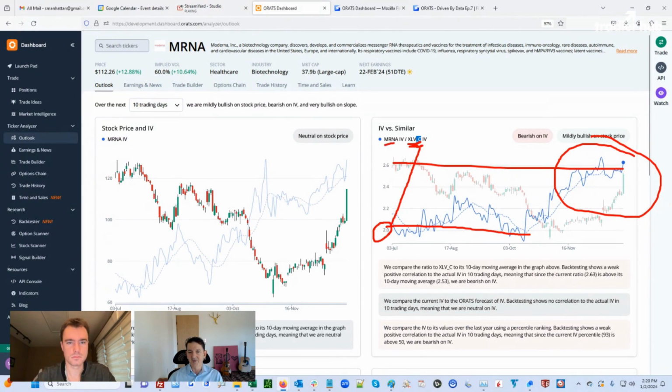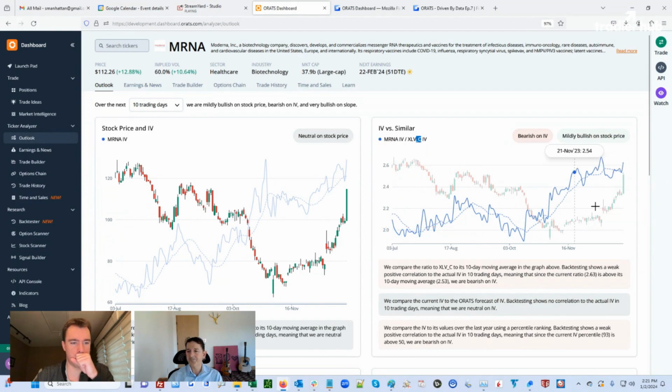So first of all, I think Moderna's IV would be high based on that. That's why I really like looking at the components. You can see, looking at it historically, that they're bidding up this implied volatility. Yeah, that makes a lot of sense.